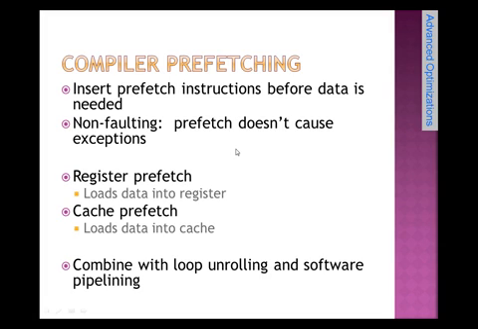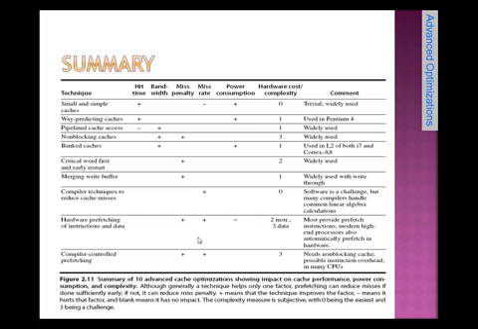Then non-faulting, that is, prefetch does not cause exceptions. Then register prefetch, that is, loads the data into the register. Then cache prefetch, that is, loads the data into the cache. These are the two kinds of prefetch, register prefetch and cache prefetch. In register prefetch, data is loaded into the register, and in cache prefetch, data is loaded into the cache memory. This is compiler prefetching. Next, it is combined with loop unrolling and software pipelining.